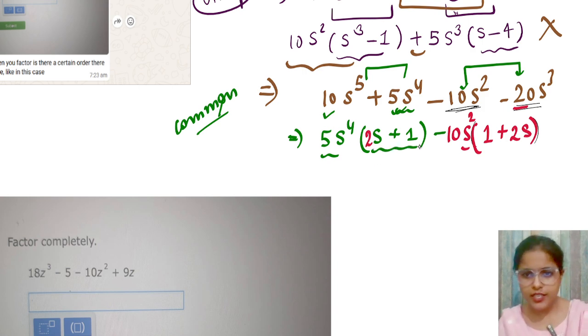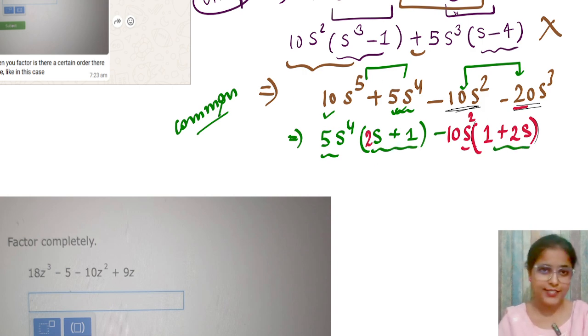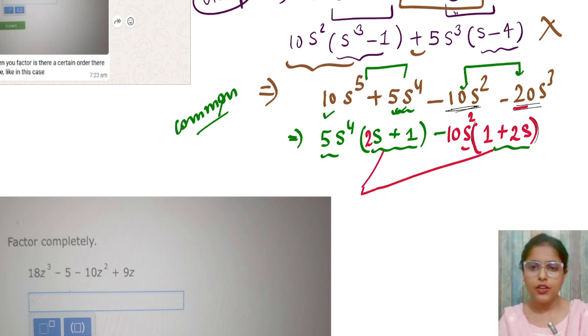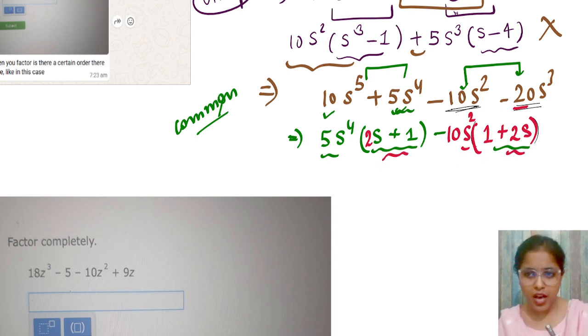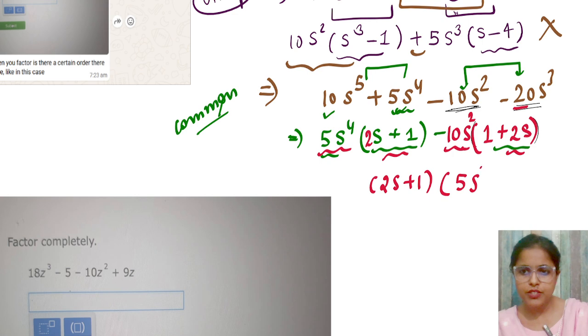Now, as you can see, the parentheses are exactly the same. That means now you can take the parentheses common as well, or you can take the inside value out, what we say 2s plus 1, and the outside value in. That means this 5s to the power 4 minus 10s to the power 2. Is the question now solved?